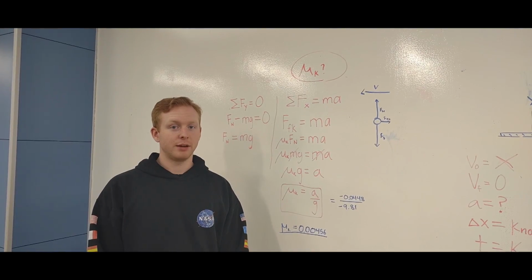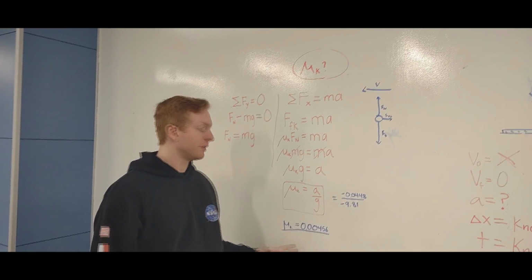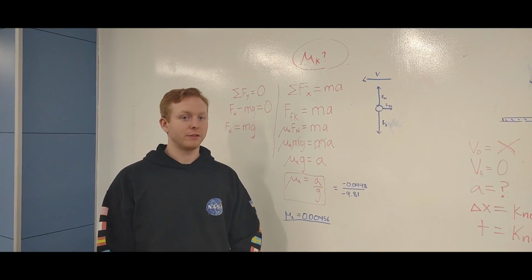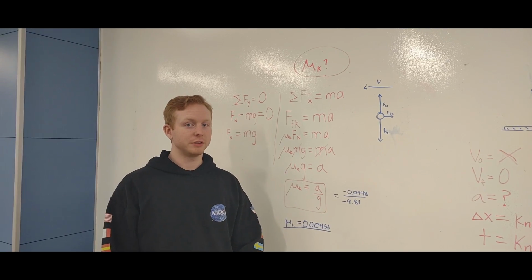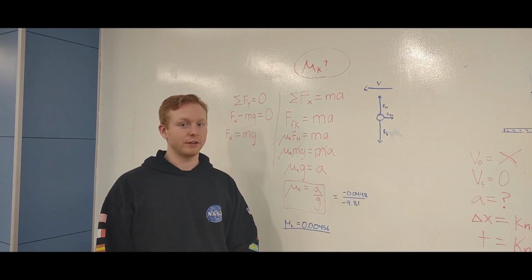At the conclusion of our lab, we determined the value of the coefficient of kinetic friction to be 0.00456. We calculated the coefficient by experimenting with the marble on the track laid down horizontally, collecting data for the time and displacement for all 5 trials.